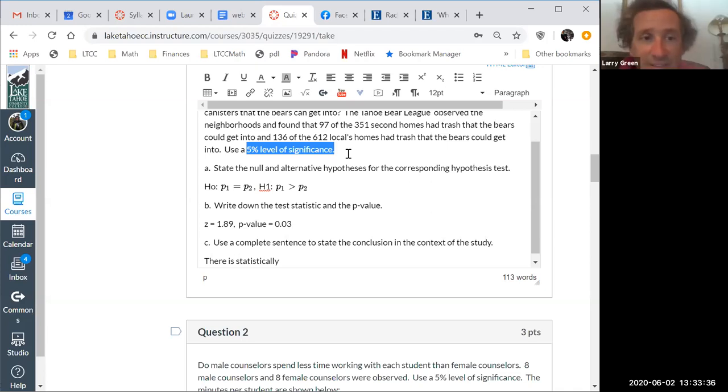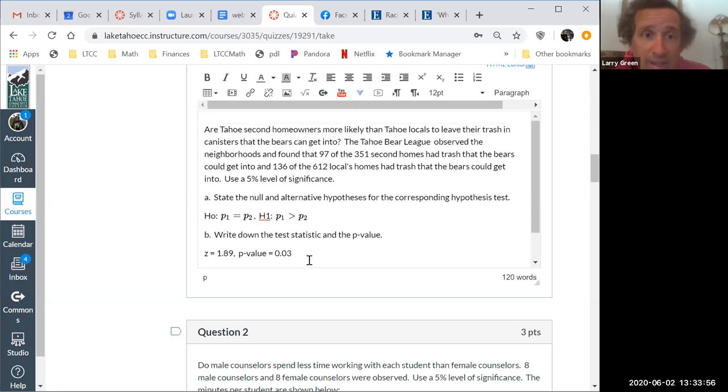Yeah, this one's significant because the p is less than the alpha. So it's statistically significant evidence to support the claim. And now we just state down, basically talk about population proportion, okay?